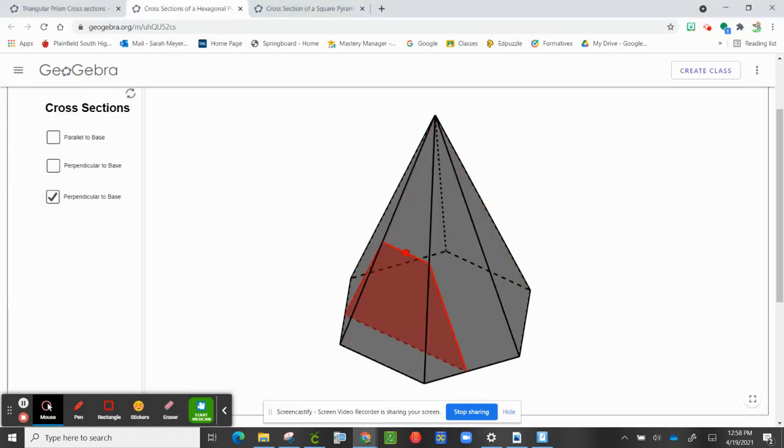And that would look like this. So it's going the other side where you have some vertex points. And again, I can move this trapezoid to make it taller, closer to the vertex, further away from the vertex. So it will make different trapezoidal cross sections.